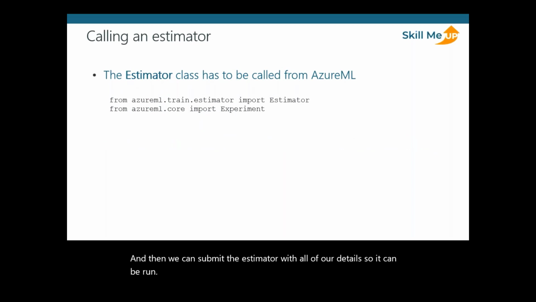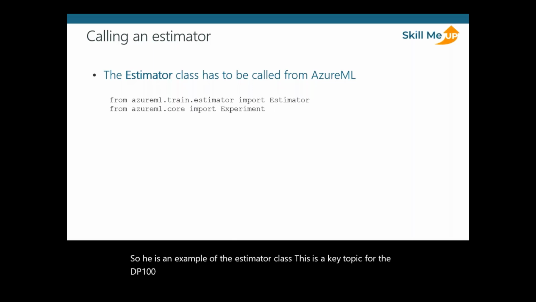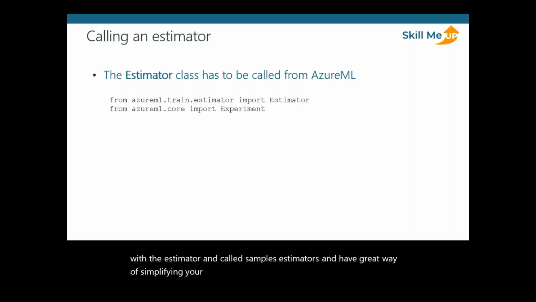So here's an example of the estimator class. This is a key topic for the DP-100 exam, and it's strongly recommended you become very familiar with the estimator and code samples. Estimators are a great way of simplifying your code, and it's well worth becoming familiar with them, even if you do not intend to sit the DP-100 exam.